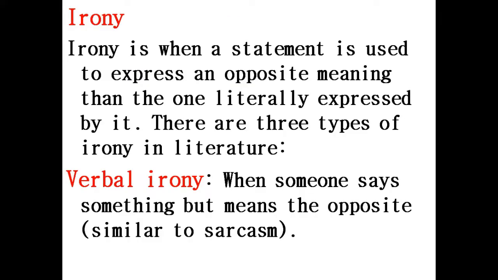So the next one is irony. Irony is when a statement is used to express an opposite meaning than the one literally expressed by it. There are three types of irony in literature. How many kinds? Three types. The first one is called verbal irony.